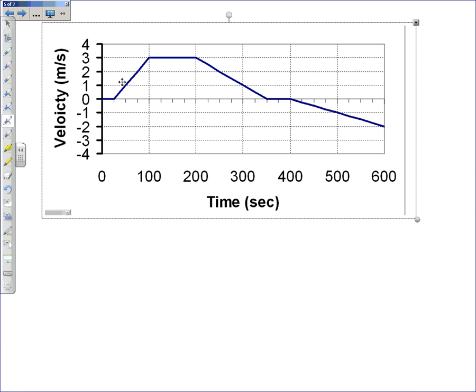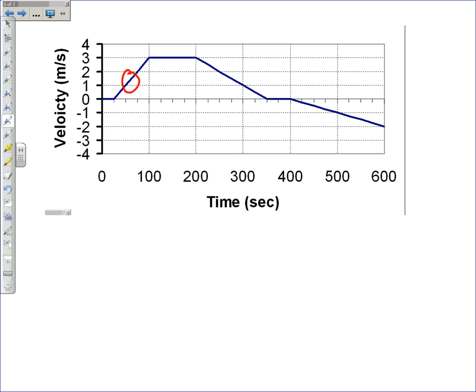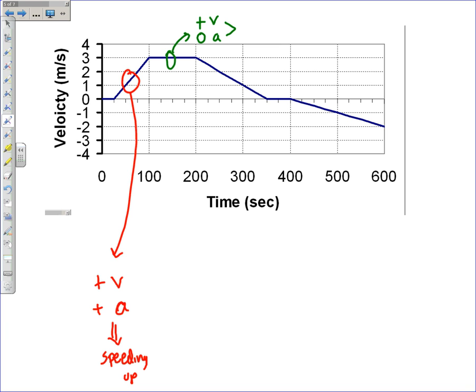Okay, so first, during this section, we have positive velocities and positive accelerations. We already talked about how we knew that, and that means we get a speeding up effect. During this section, we have positive velocity, but we have zero acceleration. How do I know? The slope of that graph is zero at that time. That gives me a constant velocity. It's still moving in the positive direction, same speed.